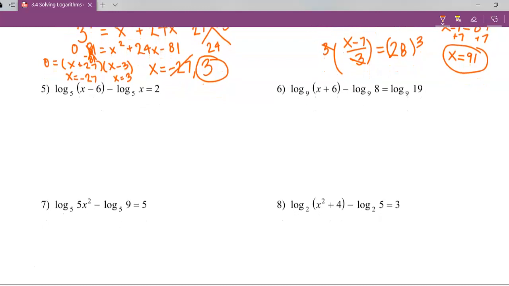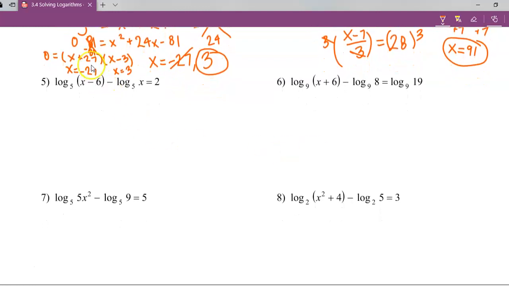So on number 5, we have 2 logs on the left-hand side. We have no log on the right-hand side. So this is one of the ones where we're going to have to change forms. But before we change forms, we need to condense the logs on the left-hand side. I've got a minus between here, which means I'll have x minus 6 over x. Okay, x minus 6 over x equals 2.